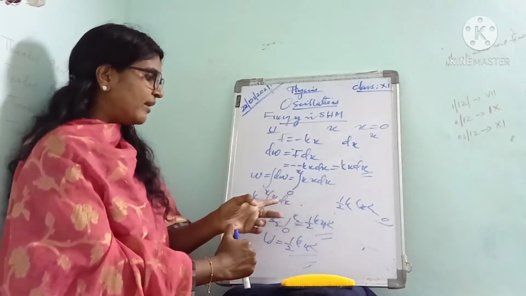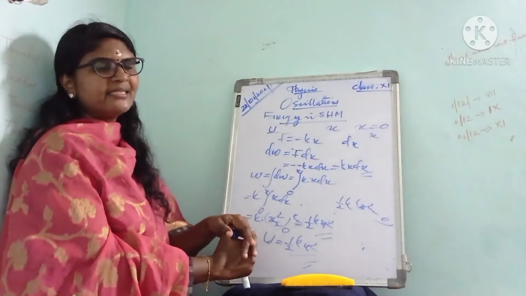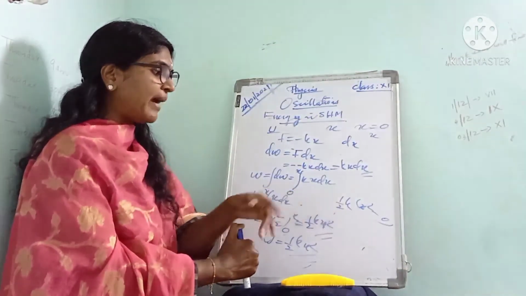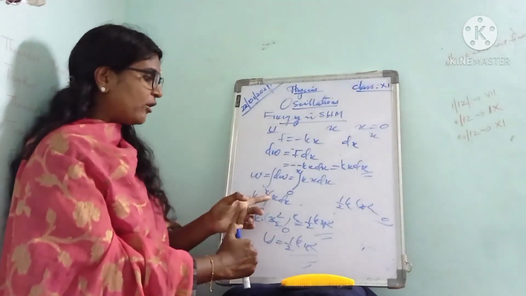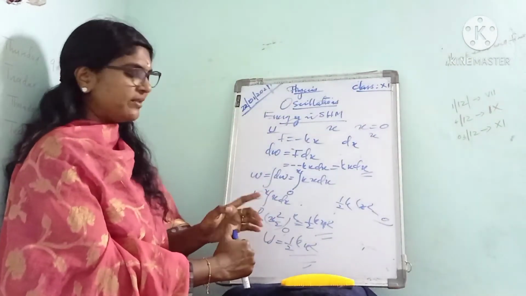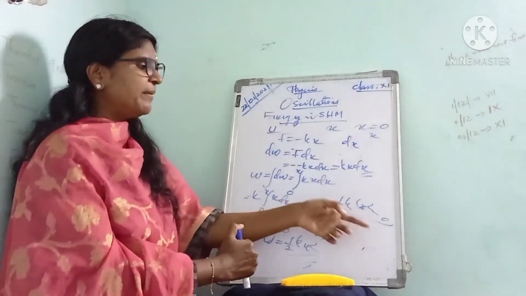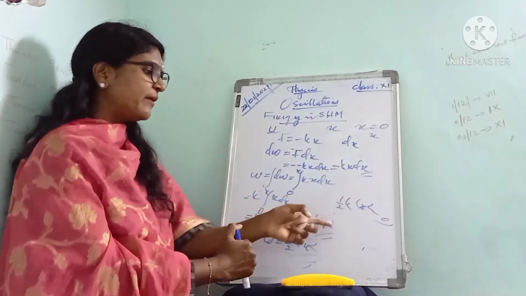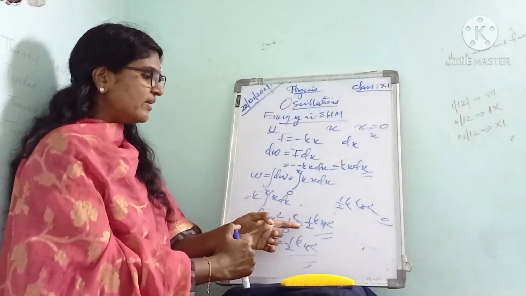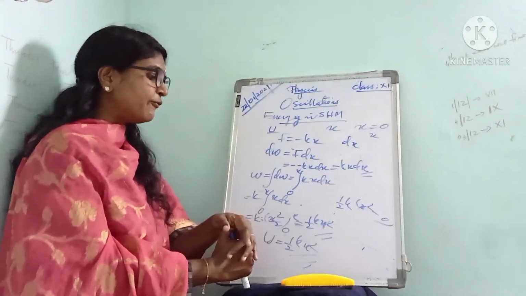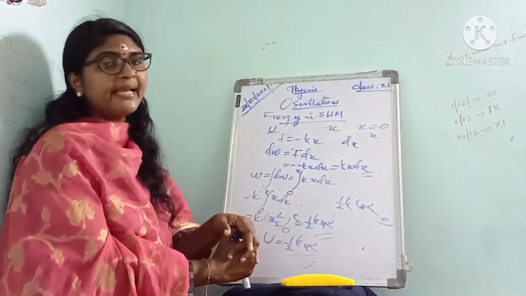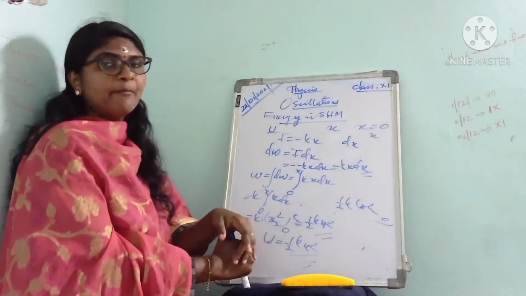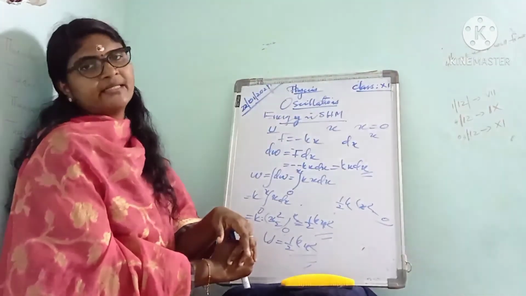Here we have x dx, that is x raised to 1 plus 1 divided by 1 plus 1, which gives x square by 2. The integral of x dx is x square by 2. Then applying limit 0 to x, upper limit minus lower limit, the upper limit is x itself, so half x square minus the lower limit, which is 0. After applying limits, we get half k x square. That is the work done against the restoring force, and this work done is stored in that particle as potential energy U equal to half k x square.